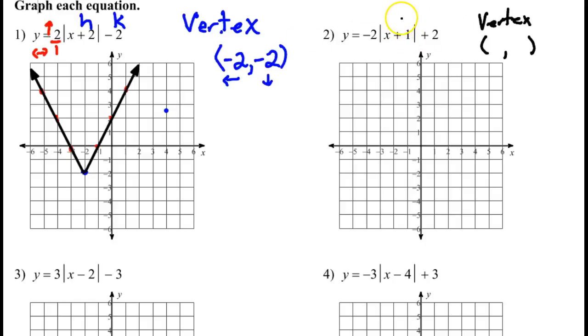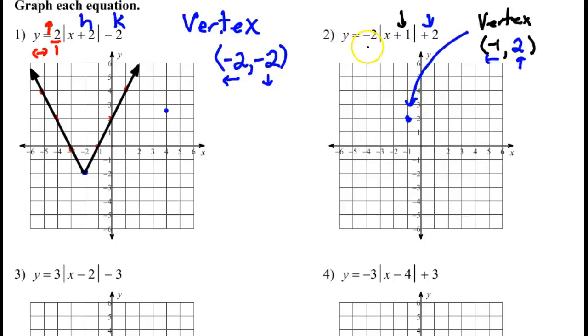The vertex is right here at -1. Remember, it's the opposite. So it's +1, it's going to be a -1. And here it's going to be +2, the same. So we have -1, 2. That's going to be left 1, up 2. Left 1, up 2. So we'll go left 1, up 2. There's our vertex.